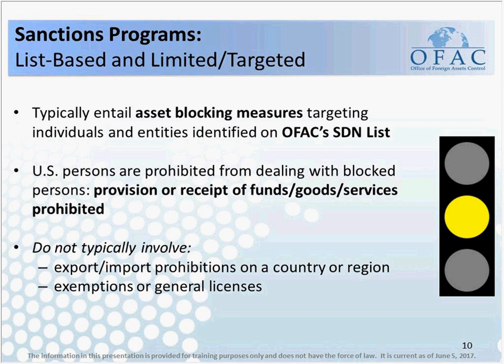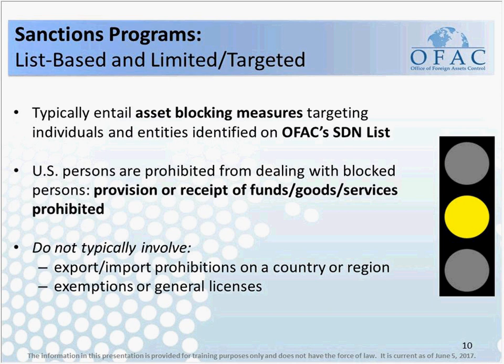For example, in the context of exporting or importing, U.S. persons are not allowed to trade with any individual or entity in a list-based country as long as the trade is not directly or indirectly benefiting a designated party. Let me restate that. U.S. persons are allowed to trade with any individual or entity in a list-based country as long as the trade is not directly or indirectly benefiting a designated party.